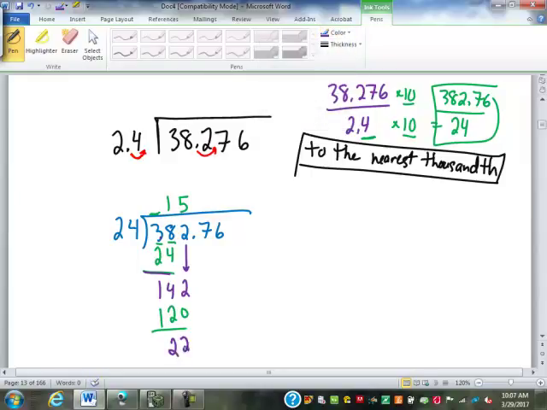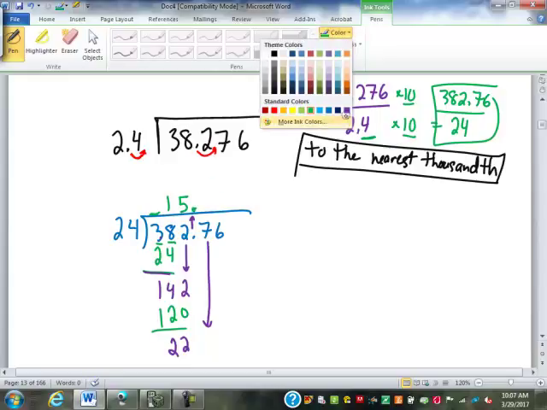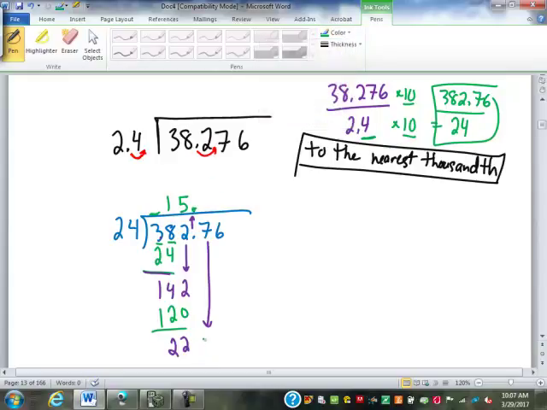Now this is where we double check, by the way. If we ever subtract and get a number bigger than 24, we know that we could have taken it out one more time. So we have to go back and redo that one. We get 22, so we're okay. Before I can bring down the 7, what do I need to do? Bring up my decimal point. Now I can bring down my 7.